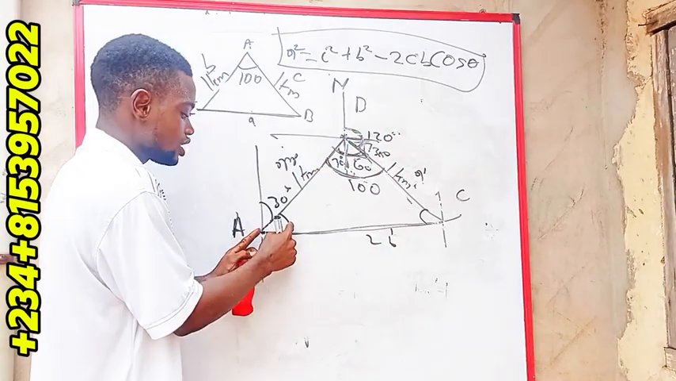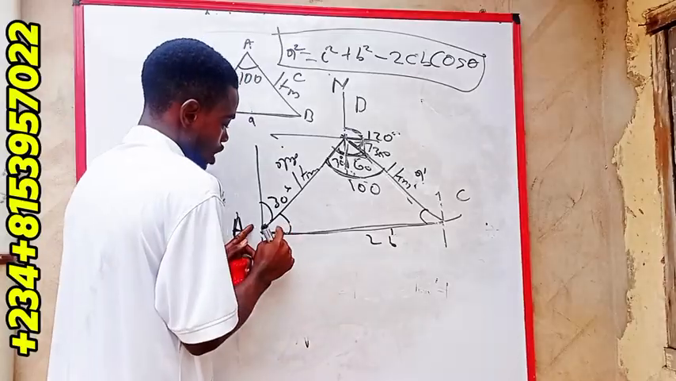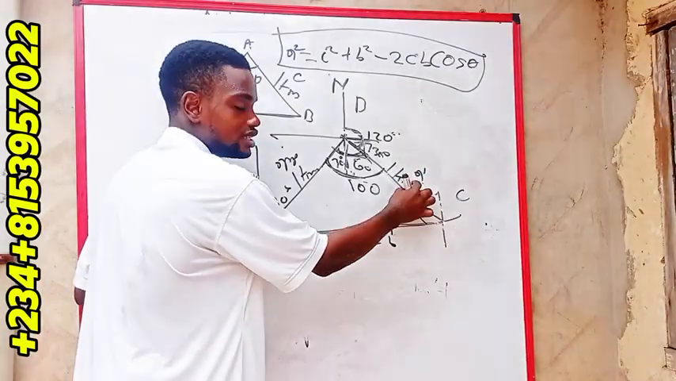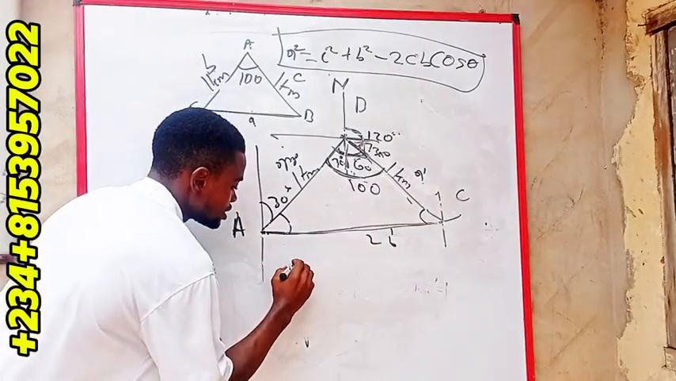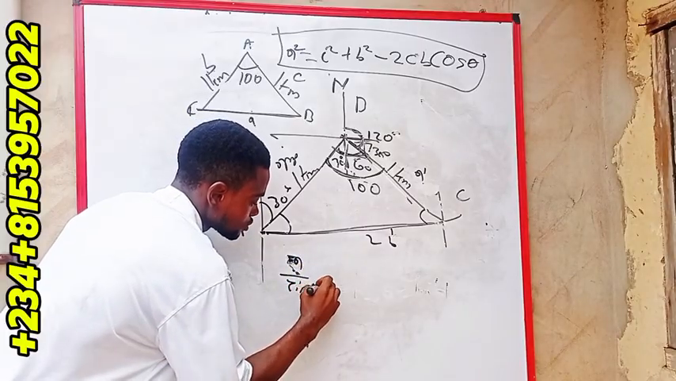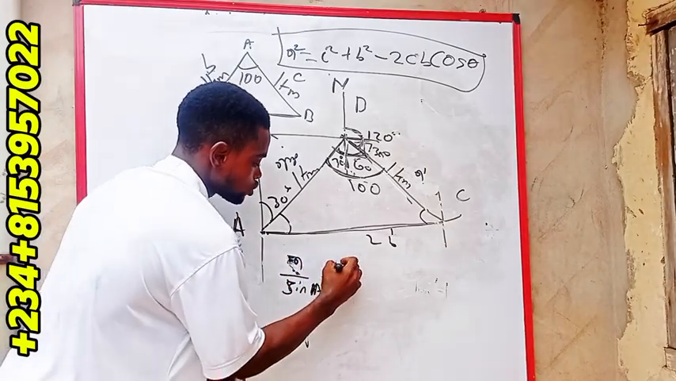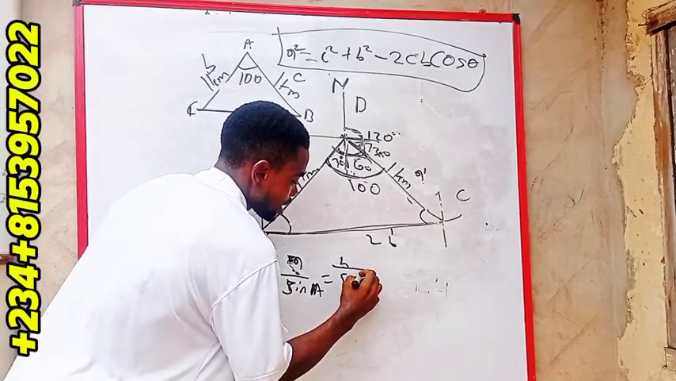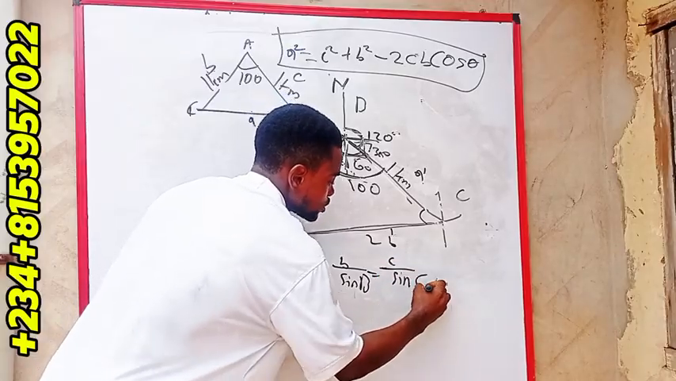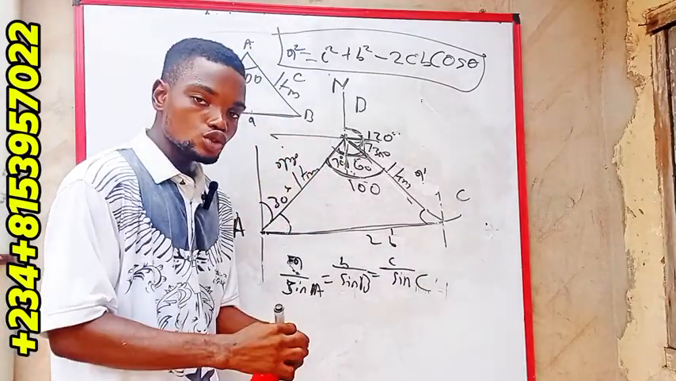Now the one you have to find is what? A. You have to find A, while you're given this side here, the distance here. The formula says that small a over sine A, sine meaning angle A, equals small b over sine B. Then small c over sine C. Now you're only going to use 2.